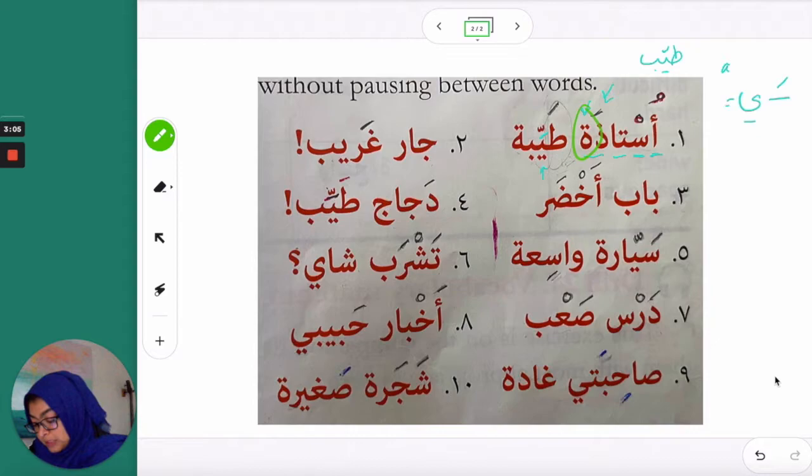Notice you have here feminine because it's a female teacher. The adjective is also feminine. So remember, noun and adjective, they always have to match. Okay, now let's look at the next one.